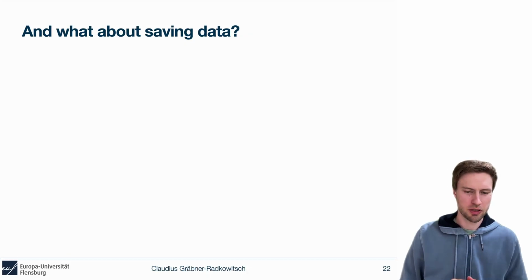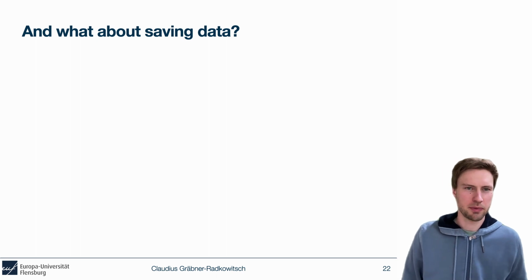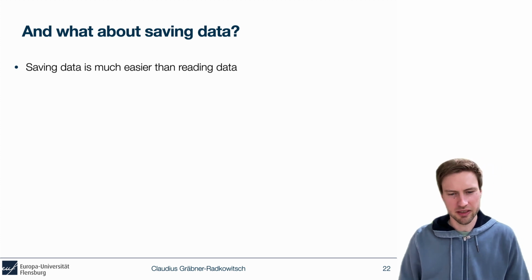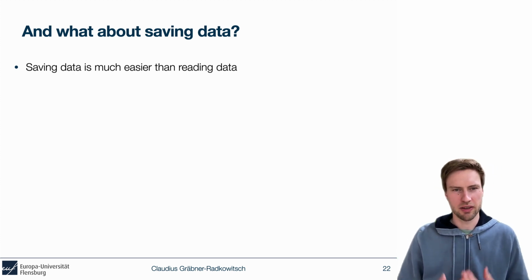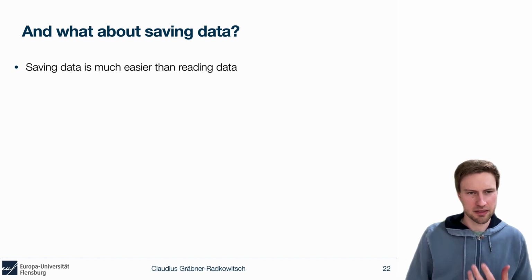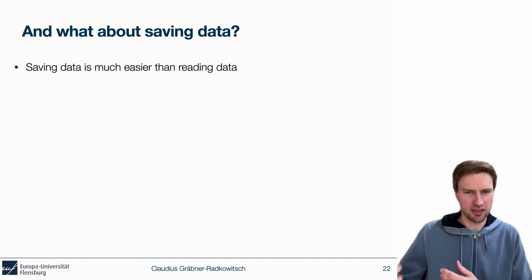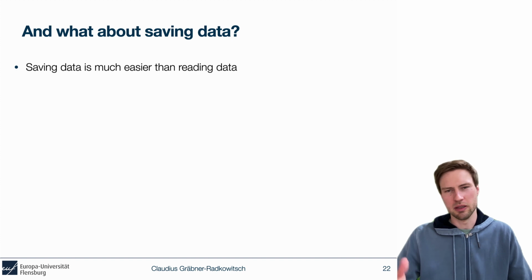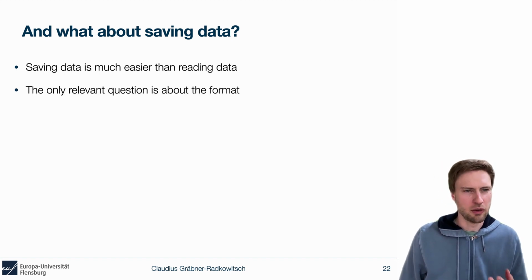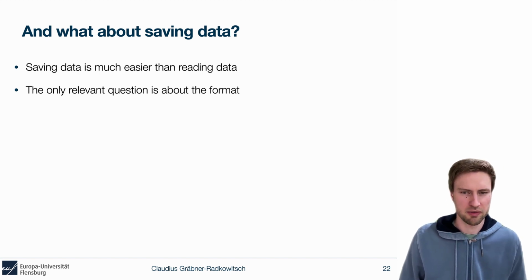So we talked so much about importing data, but what about saving data? Now, the reason why we only talked about importing data is that it's much more difficult, because saving data is much easier than reading data. If you want to save data, then you usually have it already in a format that works, because you have it in R. So saving it is much easier, because you do not need any adjustments regarding how to import, for example, certain product codes. The main relevant question is about the format you want to save your file into.